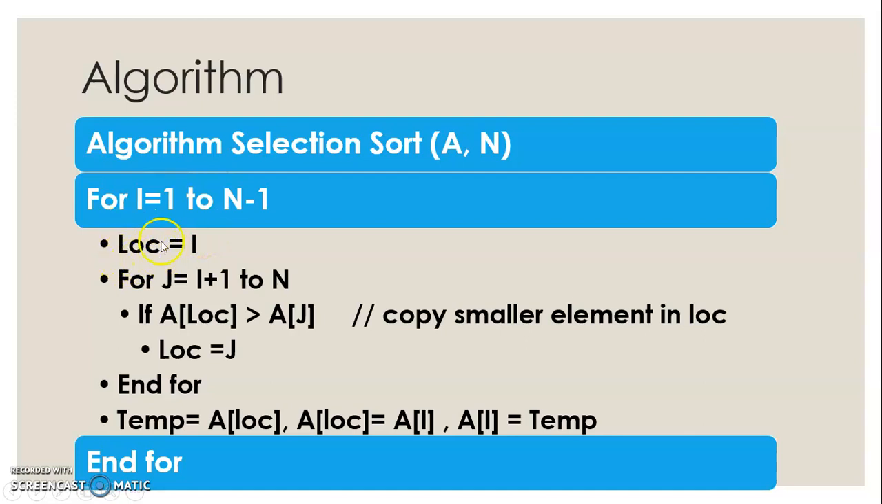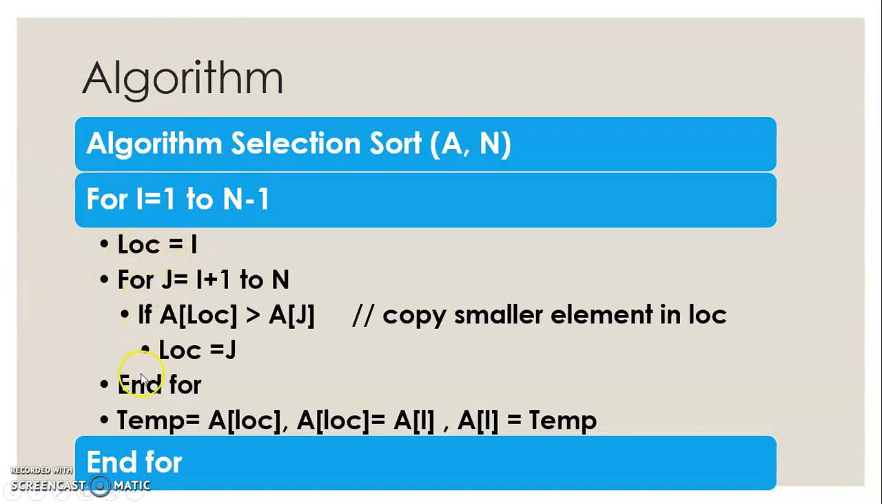Now, LOC is the location of the minimum element that we have found till now in each pass of I. Pass of I means each time I takes a new value, we have to find that: if I is 1, we will find the first smallest element. If I is 2, we will find the second smallest element. If I is 3, we will find the third smallest element. And whatever that smallest element is, its location we will keep in the LOC variable.